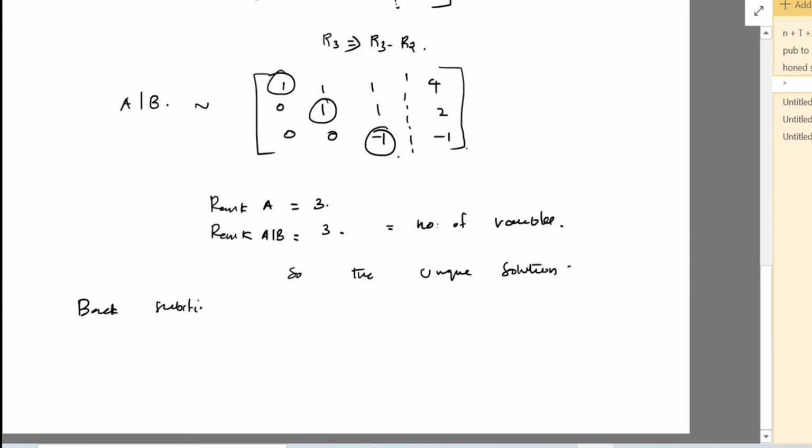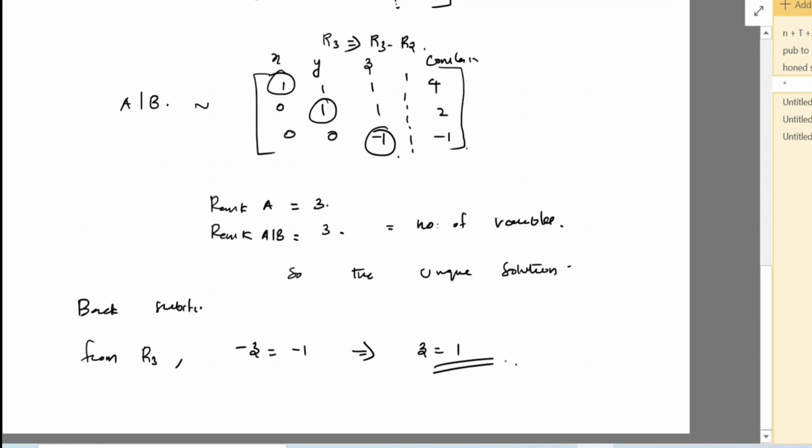That means we are starting from the last row. So what is the equation corresponding to the last row? That is, minus z equal to minus 1. You have to remember the first column represents x, second column represents y, third column represents z, and the last column represents the constant terms. So this R3 actually represents the equation minus z equal to minus 1. So that implies z equal to 1. So we got the value of z.